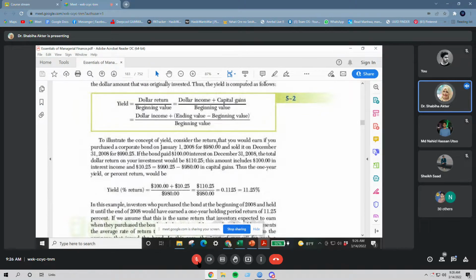So আপনি পারচেজ করেছেন 980 তে, then sold করেছেন 990 তে. If the bond paid 100 interest on December 31st, 2008, the total dollar return will be what?